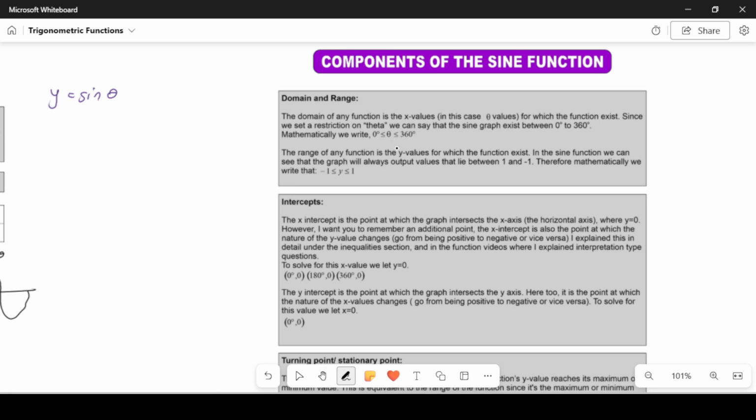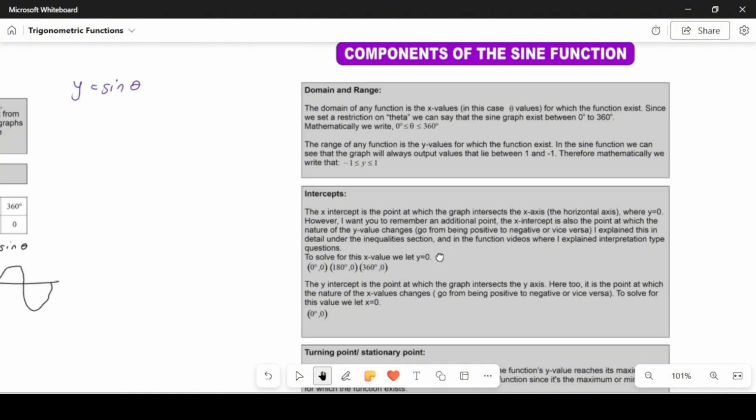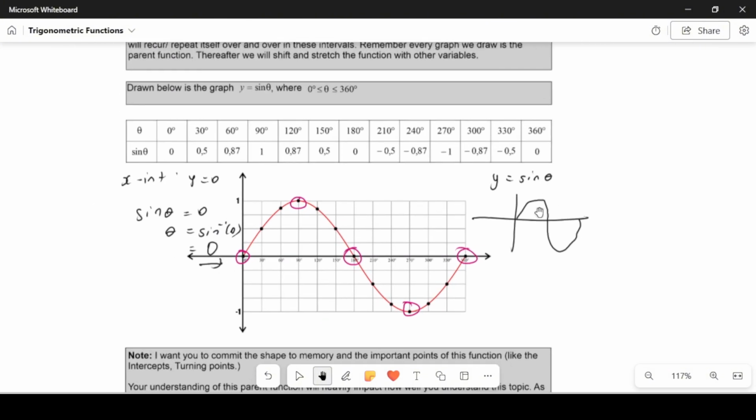Okay. The range of any function is the y values for which the function exists. In the sine function, we can see that the graph will always output values that lie between 1 and -1. So that's another observation that we can make. After plotting this between this interval here, we can see that the function peaks at 1. Right? If you go slightly to the left, you'll get a number that's lower than 1. Slightly to the right, you get a number that's lower than 1. Here as well. If you go slightly to the left, you get a number that's slightly bigger than -1. And if you go slightly to the right, you get a number that's slightly bigger than -1. So this is why this is the max and this is the minimum.